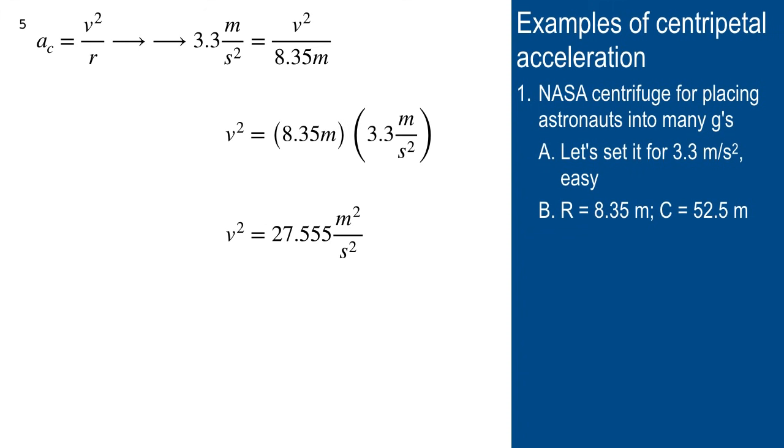All right, go ahead. Something, point something, something. Nearest hundredth of a meter per second. So the nearest 0.01 meter per second of speed. All right. So V squared is 27.55. So it's going to be 5 point something.